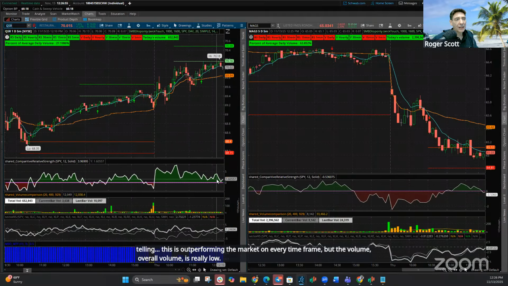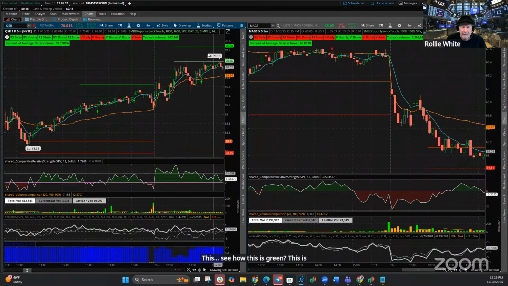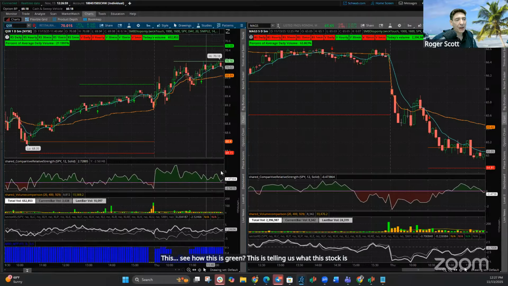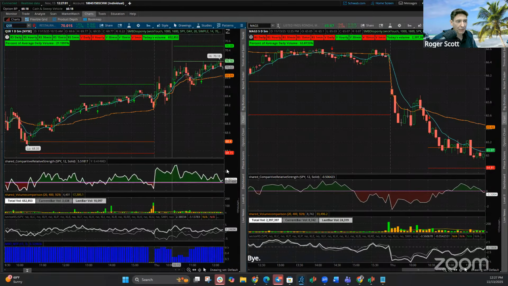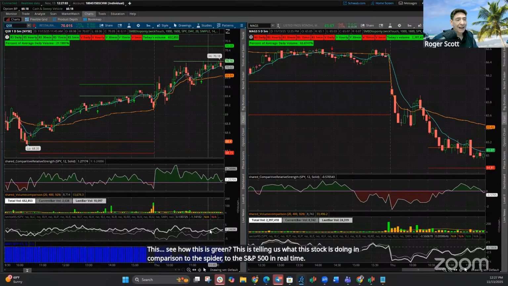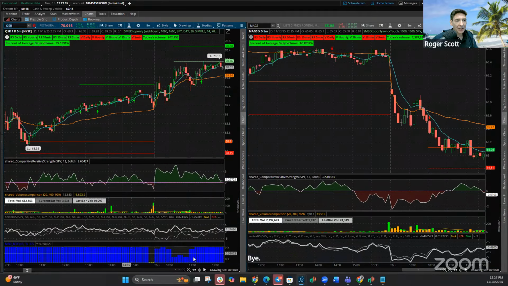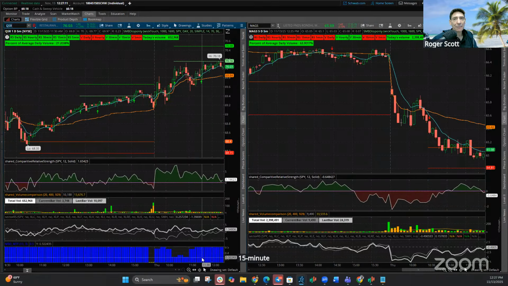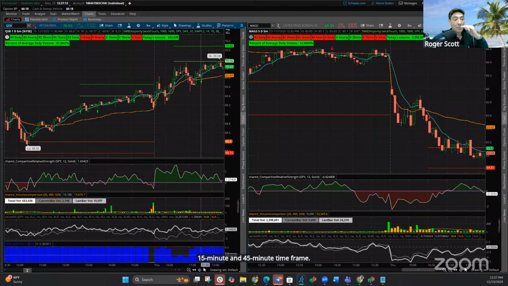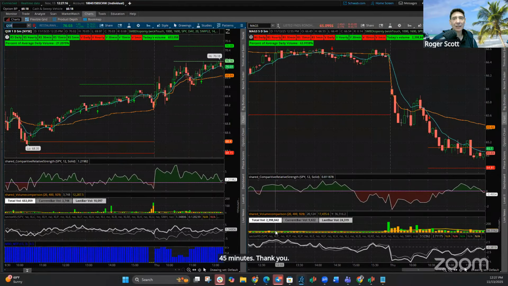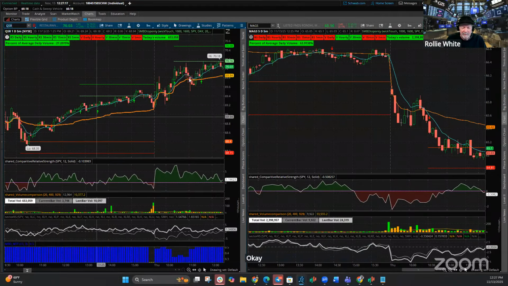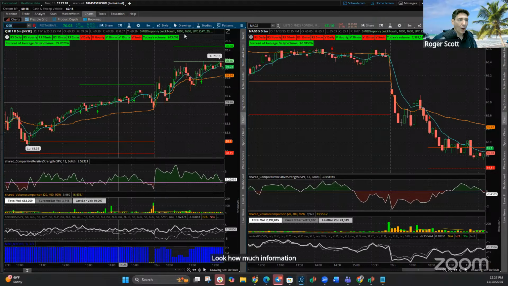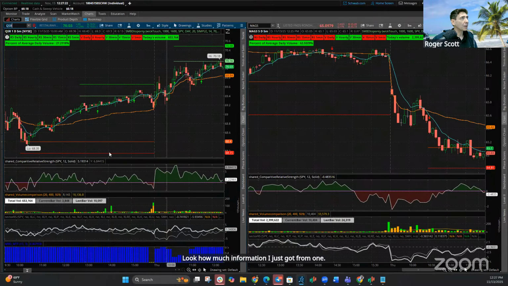See how this is green? This is telling us what this stock is doing in comparison to the SPY, to the S&P 500 in real time. And this right here is measuring momentum on the 5-minute, 15-minute, and 45-minute time frame to make sure momentum levels are staying consistent. Look how much information I just got from one ProTrader dashboard.